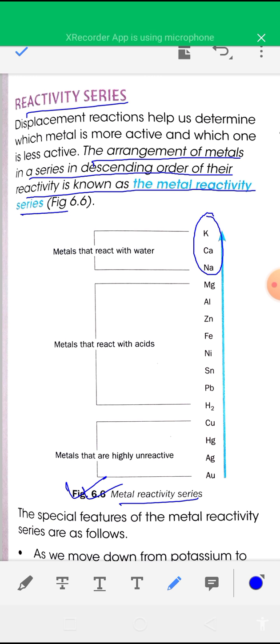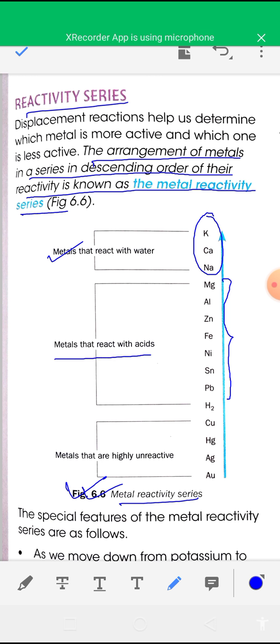These metals are highly reactive metals, and these metals react with water. Some metals like magnesium, aluminium, zinc, Fe, that is iron, nickel, tin, lead, these metals are moderately reactive metals, and these metals react with acids.